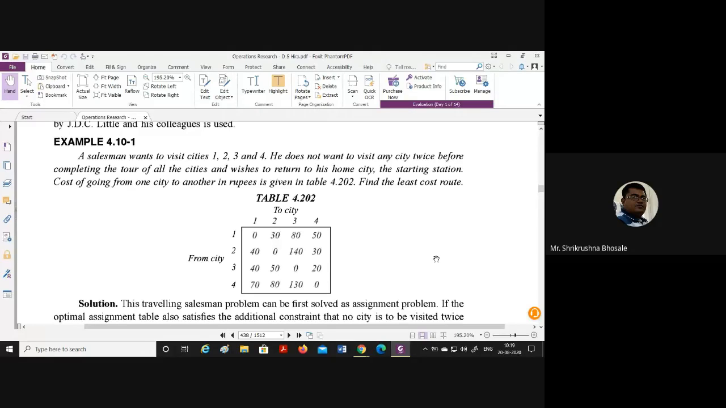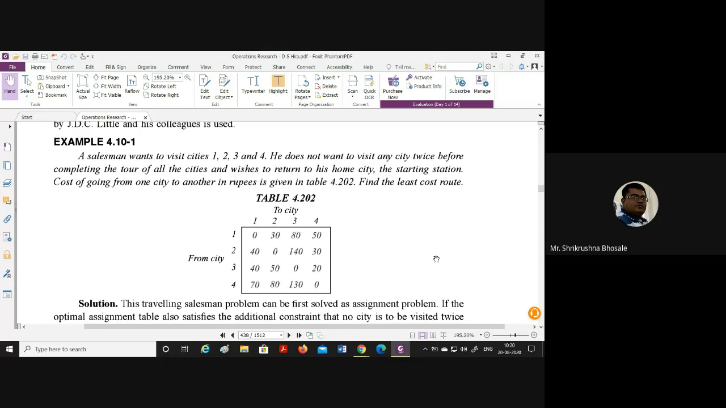There are 4 cities. The salesman wants to visit cities 1, 2, 3, and 4. He does not want to visit any city twice before completing the tour of all cities, and wishes to return to his home city. The starting home city is the starting point. The cost of going from one city to another, in rupees, is given in the table. Find the least cost route.